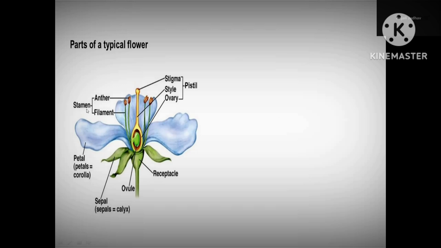Members of androecium are called stamens. So these are the stamens. Each stamen is made up of two parts. The stalk is called the filament and the upper sac-like portion is known as the anther.